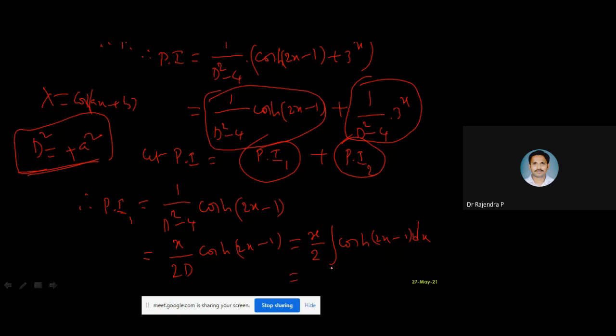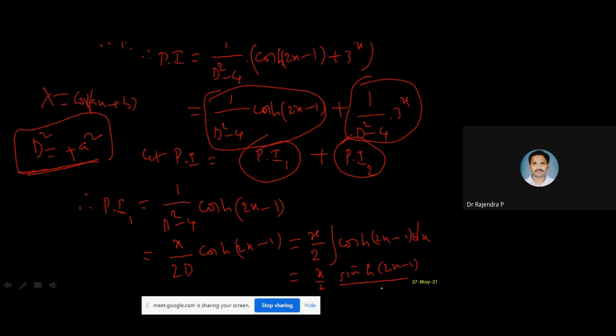Understood? So that is equal to x by 2 into the integral of cos hx. It is the same only. There is no sign change, so cos hx becomes sin hx. For cos and sin we have a sign change, but when it comes to hyperbolic functions, just Google it and we will get some formulas. The integral of cos hx is equal to sin hx. So the integral of cos h of 2x minus 1, I can write as sin h of 2x minus 1, because I am doing integration.